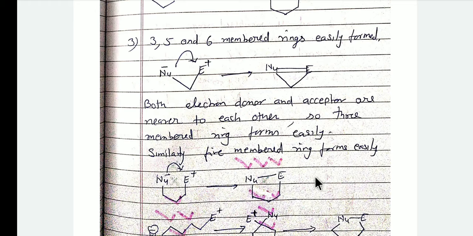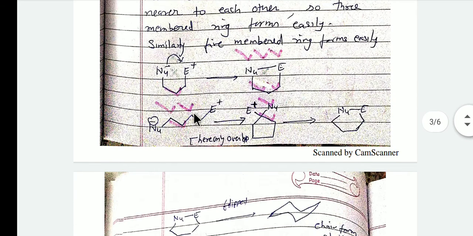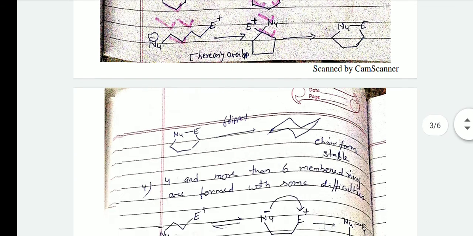Both the electron donor and the electron acceptor should be nearer to each other. So the three-membered ring forms very easily. In case of the six-membered ring, it is not formed very easily, because in the formation of the six-membered ring the chain needs rotation before bonding. So the six-membered ring is not formed very easily, while the five-membered ring and the three-membered ring are formed very easily.